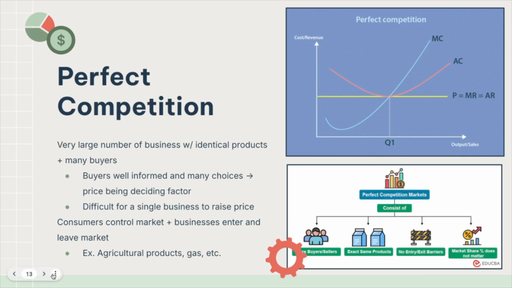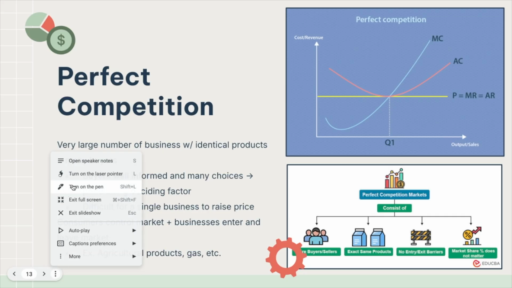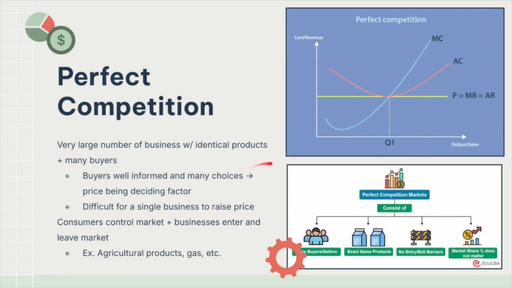Consumers also control the market, and as more firms earn profit, new businesses will enter and leave the market in the long run. Examples of perfect competition could be agricultural products and gas.